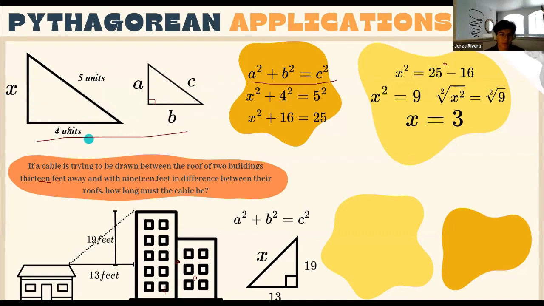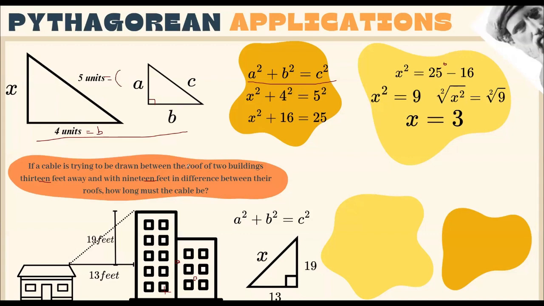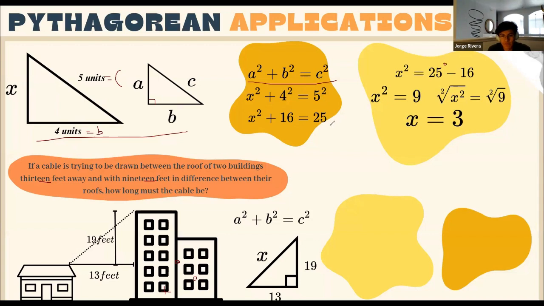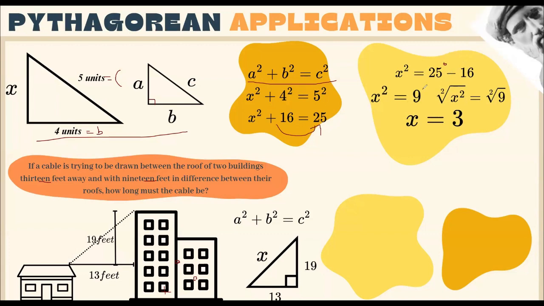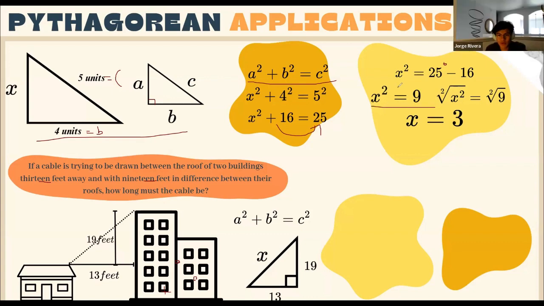So that means that we plug this in. So let's say 4 units is equal to B and 5 units is equal to C, right? Do you understand that, Sarah? Yeah. So we substitute 4 for B and 5 for C. So we have 4 squared and 5 squared instead of B squared and C squared. Then we square 4, that gives us 16, and we square 5, that gives us 25. And in order to pass this over here, we're just going to subtract 16 from 25. Do you understand, Sarah? Yes. And so that gives us this equation: X squared is equal to 9.